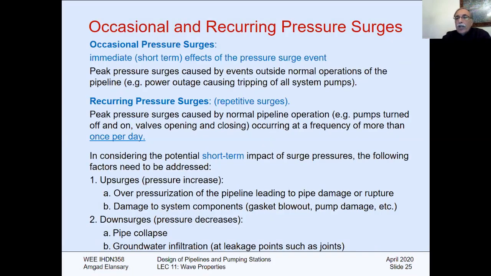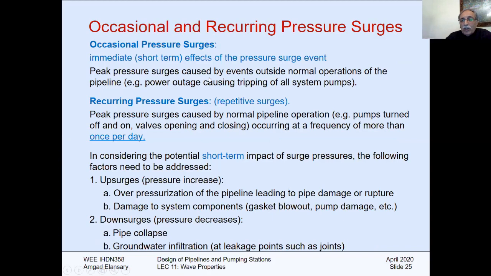Occasional and recurring pressure surge. It's another piece of information we need to know when we study the hammer. Are we going to use surge occasionally or happen occasionally, or recurring? It's repetitive. So occasional means immediate, short-term effect of the pressure surge event.